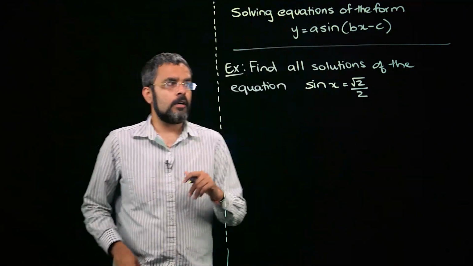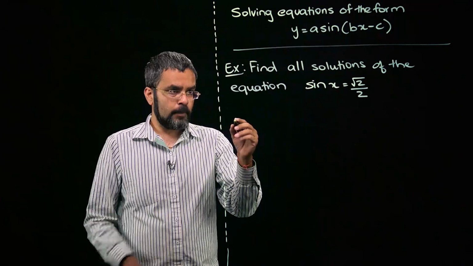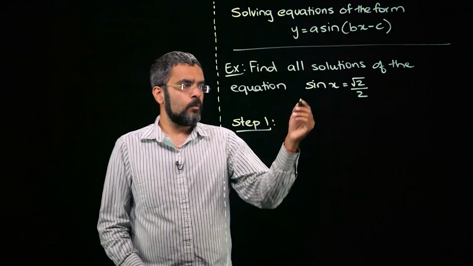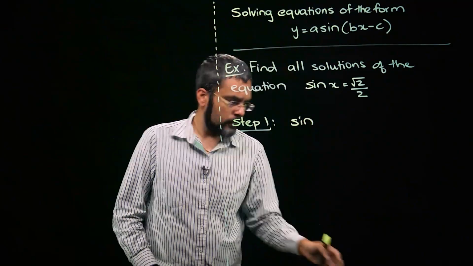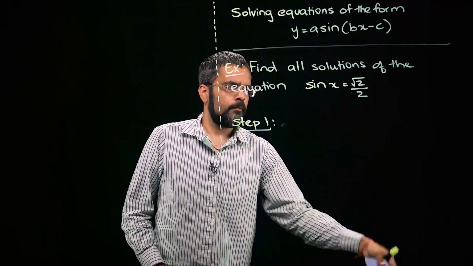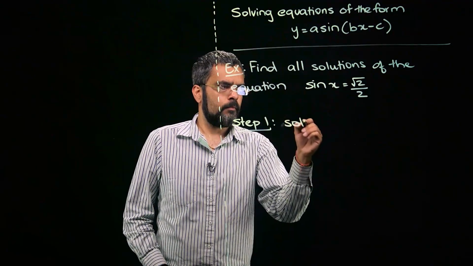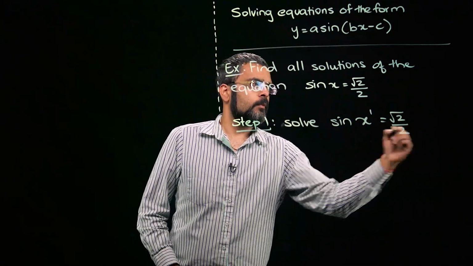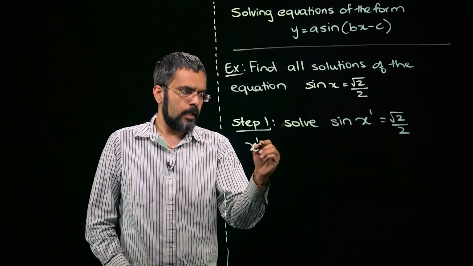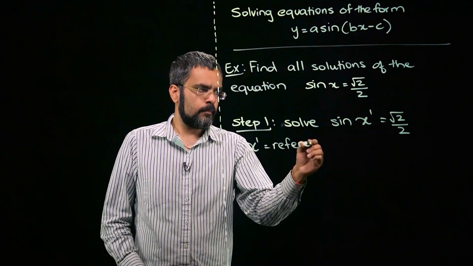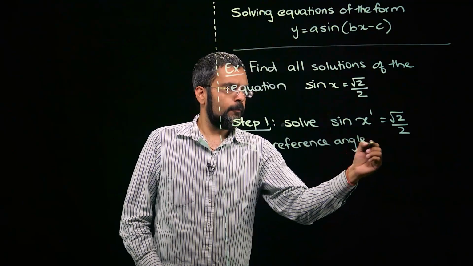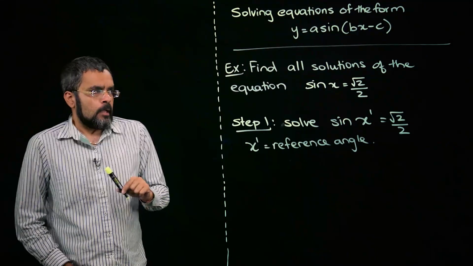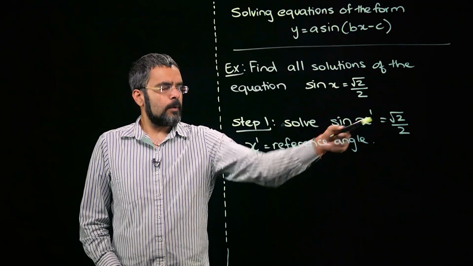So the first thing I'm going to do here is solve an equation of the form, so let's say step 1: solve sine of x prime equals root 2 over 2. And what is x prime? Well, x prime is the reference angle. And if you remember, reference angles are always positive acute angles, so they're always in the first quadrant. So sine of x prime equals root 2 over 2.